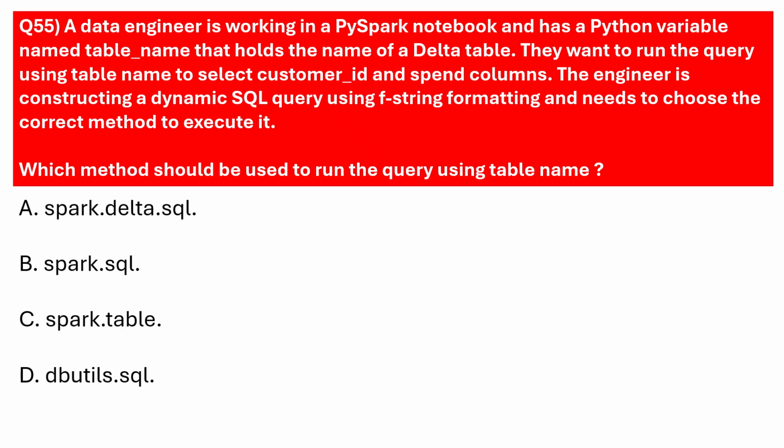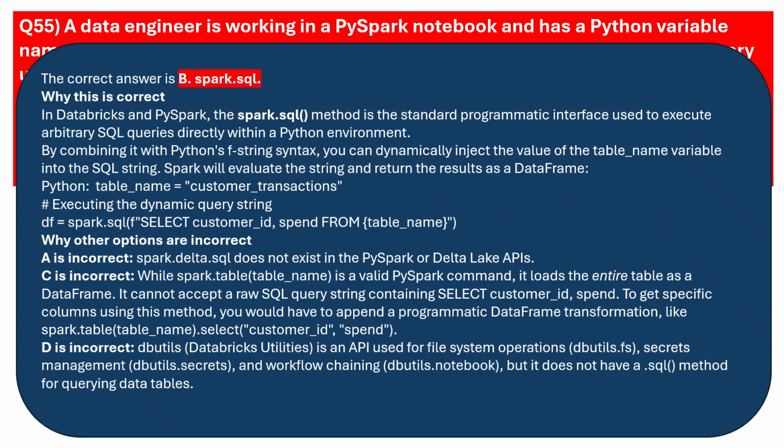A. spark.delta.sql. B. spark.sql. C. spark.table. D. dbutils.sql. The correct answer is B. spark.sql. Why this is correct. In Databricks and PySpark, the spark.sql method is a standard programmatic interface used to execute arbitrary SQL queries directly within a Python environment.